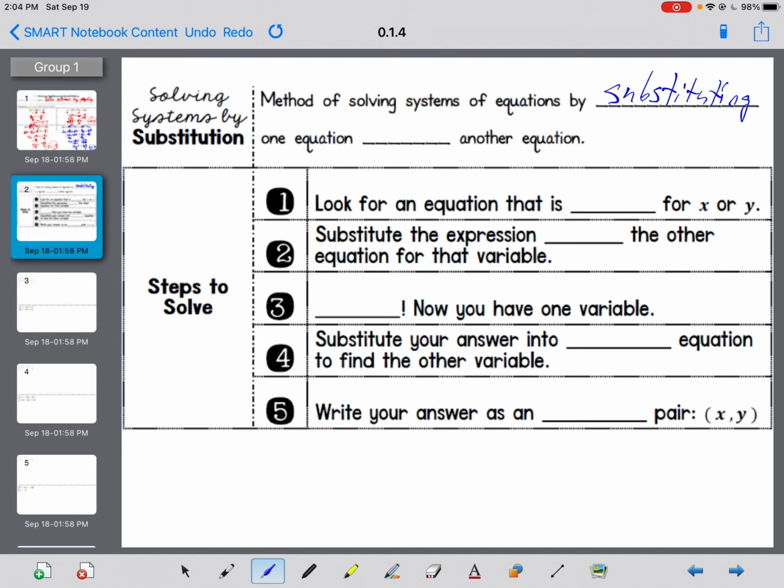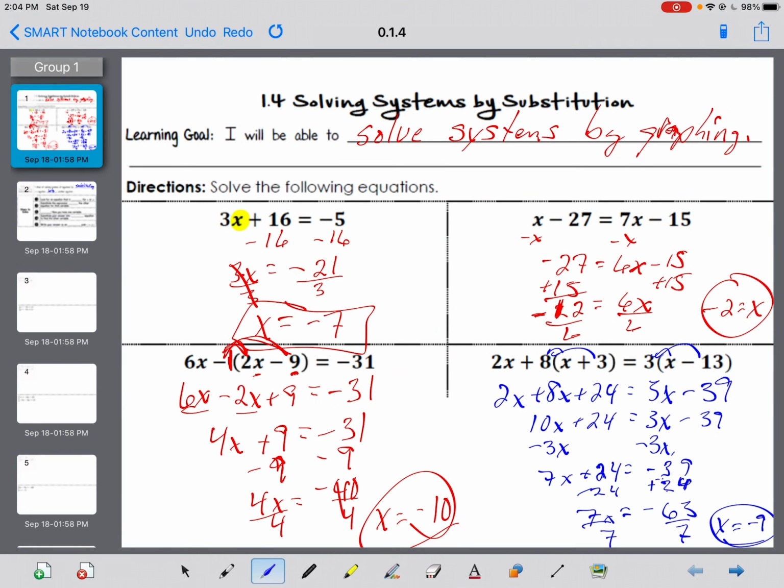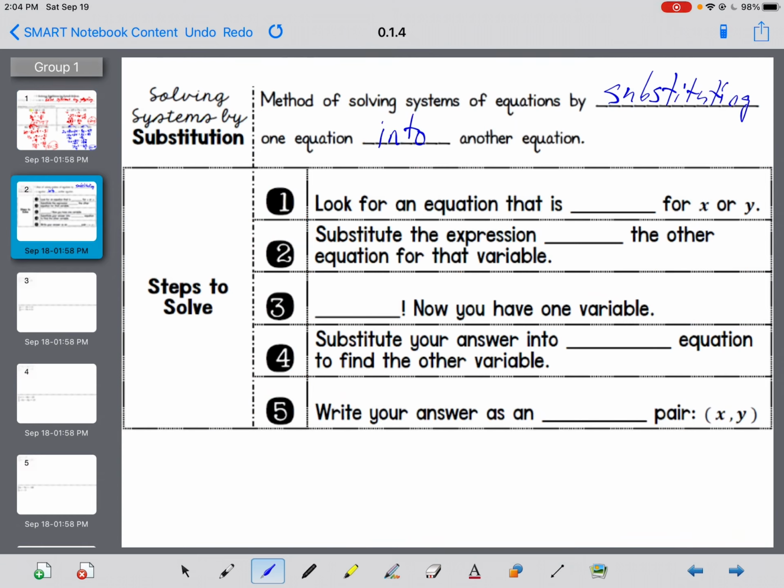What do we mean by substituting? Well, substituting means that we replace one thing with something else that is equal to that thing. So, substituting one equation into another equation, we're going to have to figure out what one of the variables is by itself. Then whatever it equals, we can plug in for that variable. And then we can solve like we just solved these guys, because we only have one kind of variable in the equation at a time.